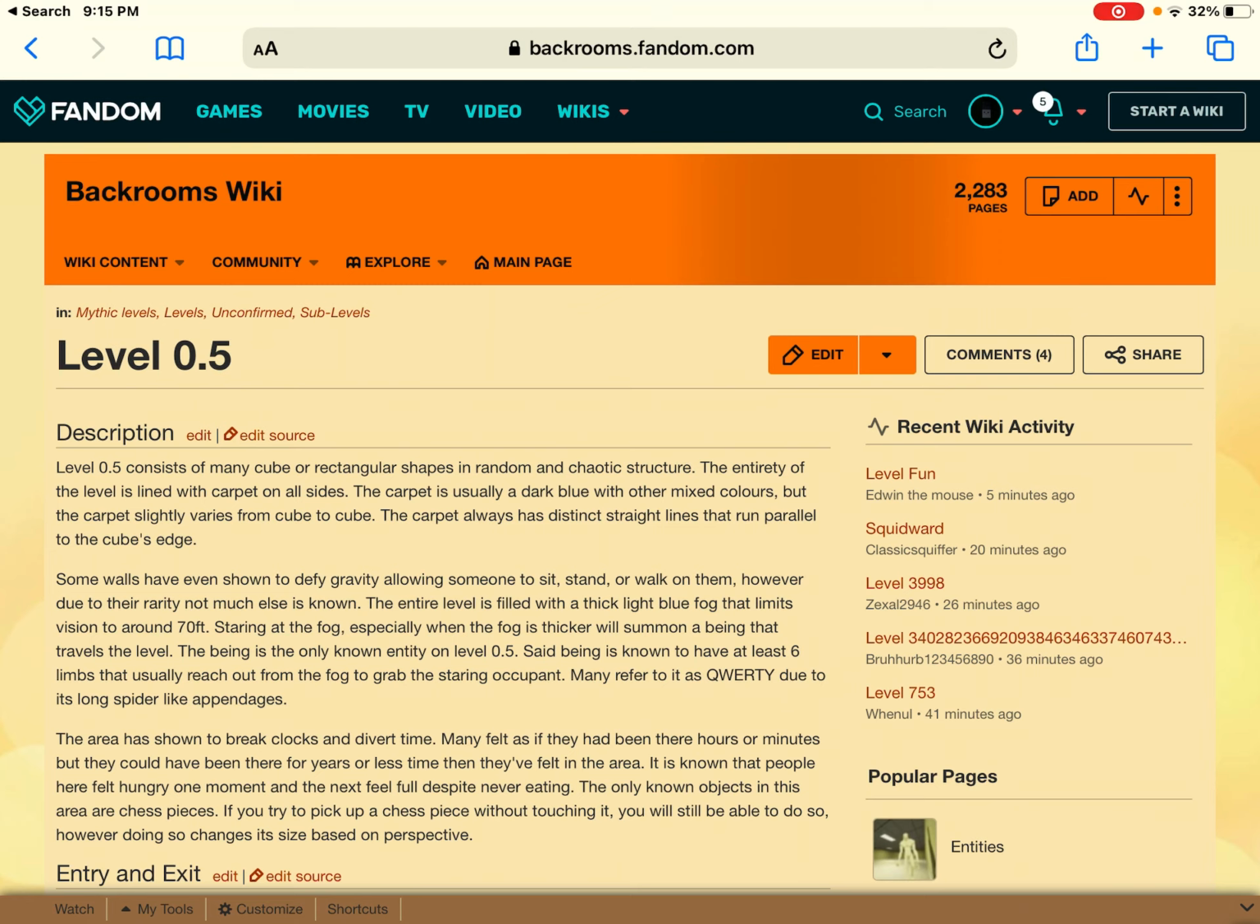Some walls have even shown to defy gravity, allowing someone to sit, stand, or walk on them. However, due to their rarity, not much else is known. The entire level is filled with a thick light blue fog that limits vision to around 70 feet. Staring at the fog, especially when the fog is figured, will summon a being that travels the level.